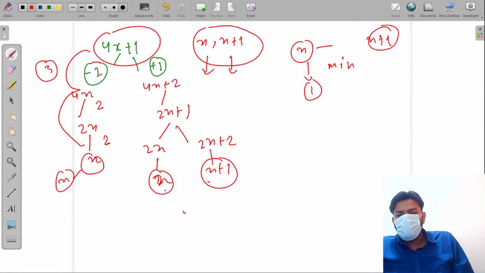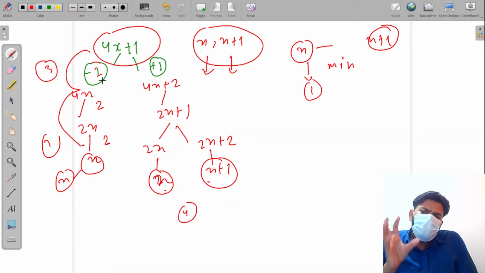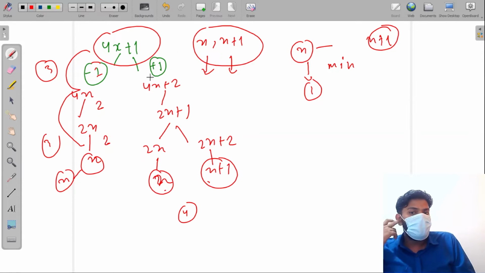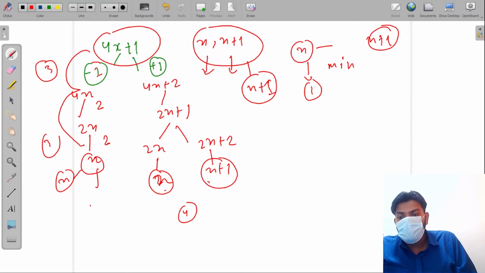Because this will take 4 steps to reach x, and this will take 3 steps to reach x. So this path, minus 1, is better. Minus 1 is better to reduce any number to x. Okay, but if x plus 1 is advantageous, then it takes only 4 steps.